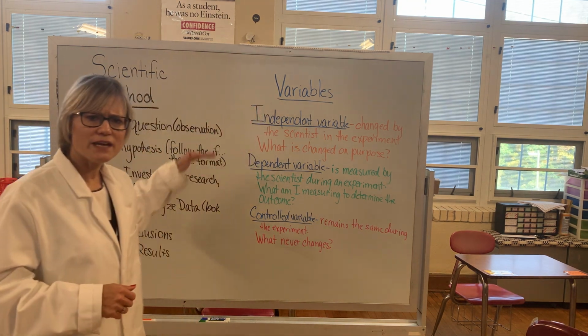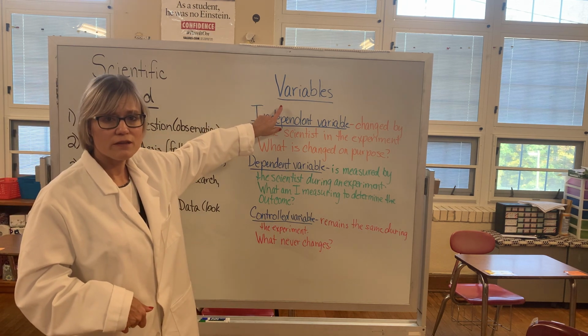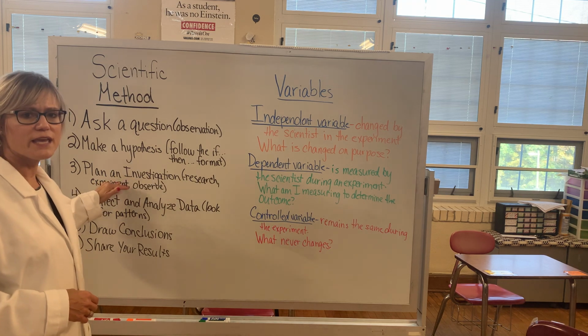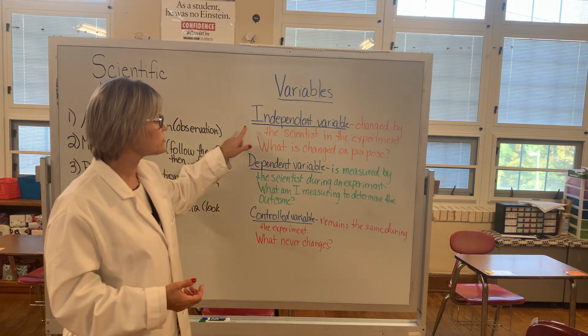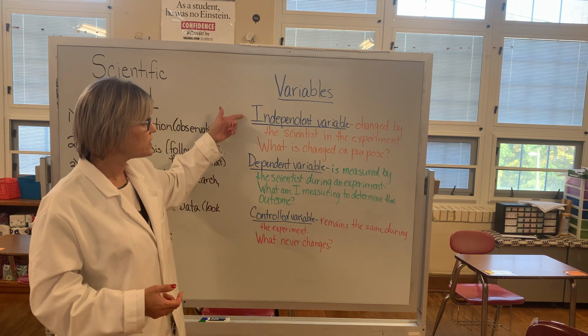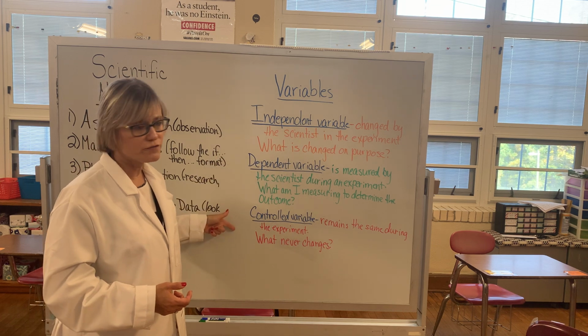All right, during the scientific method, and what I was telling you about, there are variables. There are variables that play into this. And when we're planning our investigation, we can identify those variables. So there are three different types of variables. I have them written in blue. There's an independent variable, a dependent variable, and a controlled variable.